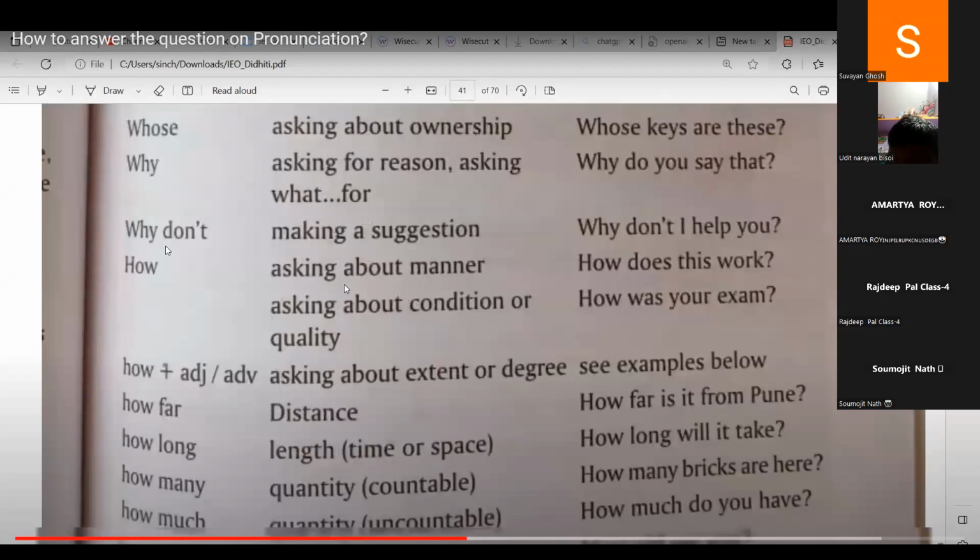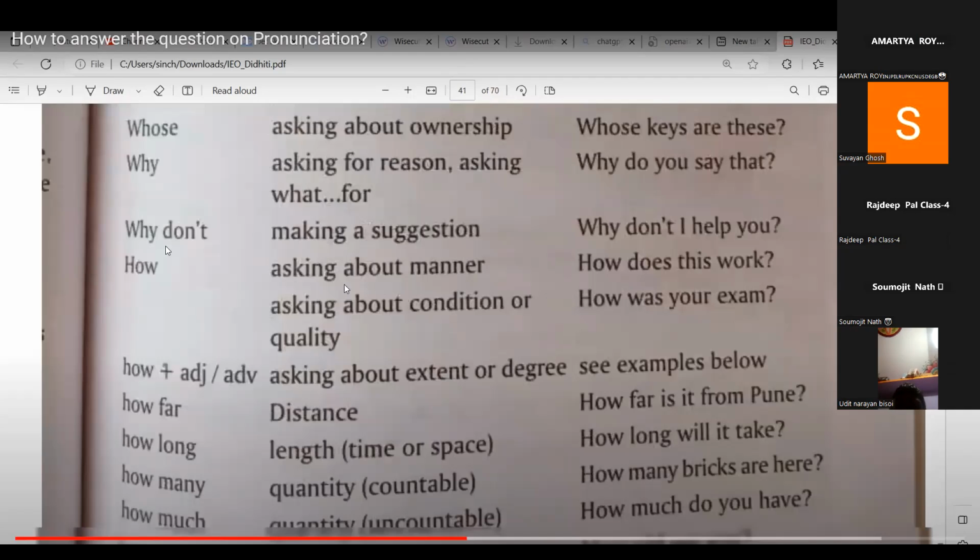When we are making a suggestion, we use the word why don't. Like, why don't you go to the market and check it yourself? So we are suggesting him to go to the market and check it by himself. Yes, Rajdeep, give me an example with why don't. Why don't you play with them? The don't will be in the shorter form. Excellent. Very good, Rajdeep.